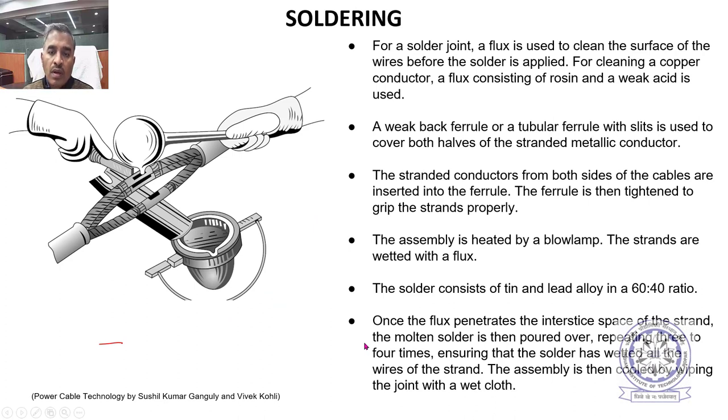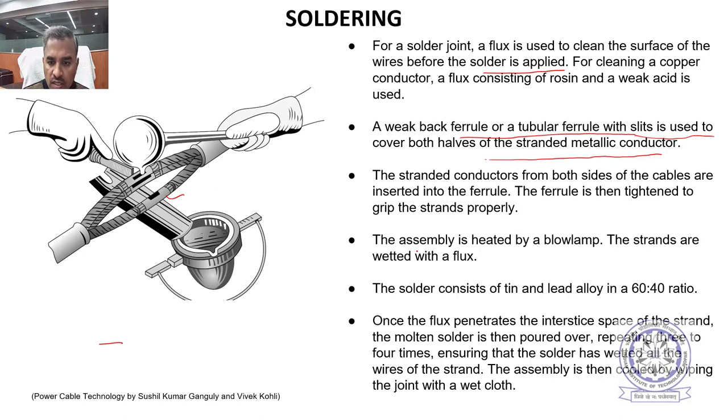For a solder joint, a flux is used to clean the surface of the wires before the solder is applied. For cleaning a copper conductor, a flux consisting of a weak acid is used, which cleans the surface. A tubular ferrule with a slit is used to cover both halves of the stranded metallic conductor. The stranded conductors from both sides of the cables are inserted into the ferrule, and the ferrule is then tightened to grip the strands properly. So this is how it is done.